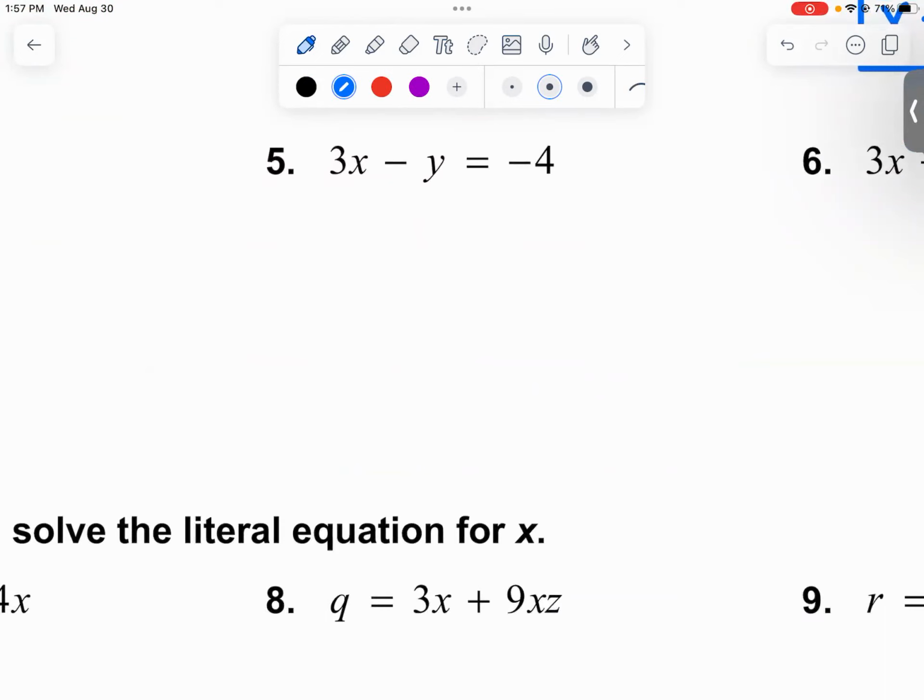I want to see what you and your elbow partner can do to get number 5. If you get it wrong, it's okay. You're doing math in pencil. You can fix mistakes.